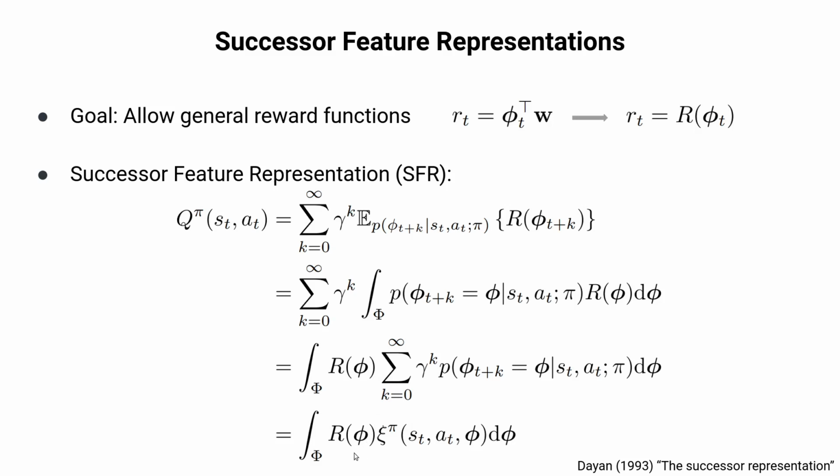In the case of discrete features, this integral can be replaced with a finite sum, and in the case of continuous features, we can discretize the feature space, for which the integral also becomes a sum. And the Xi function itself can be learned with standard temporal difference methods similar to Q-learning.